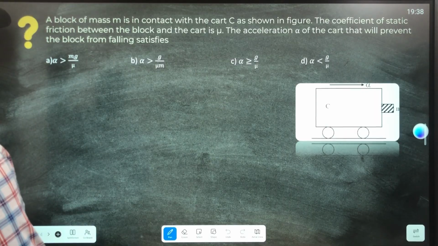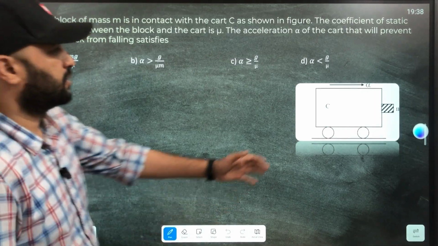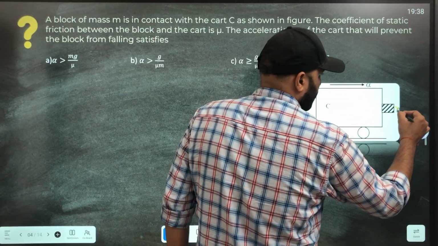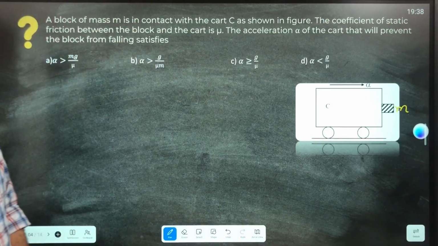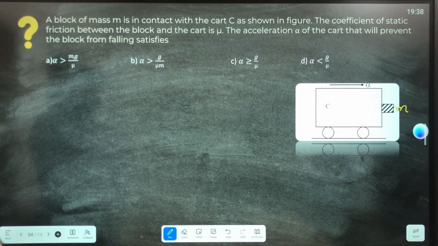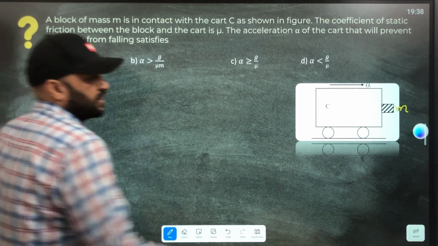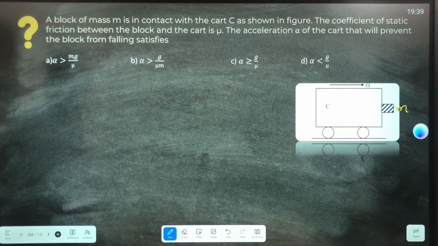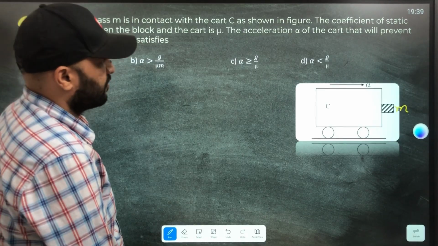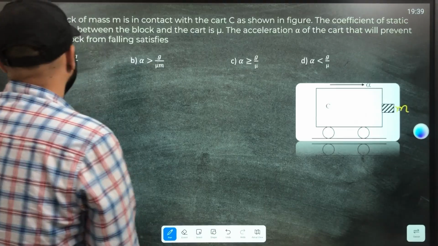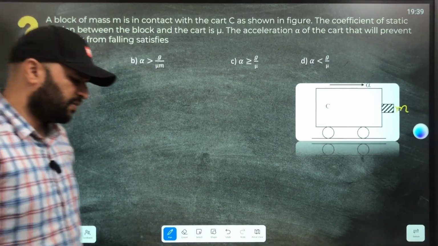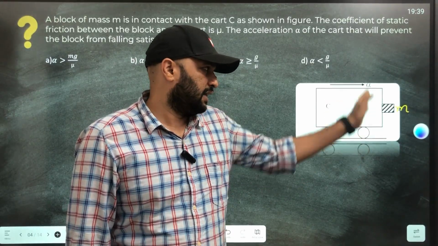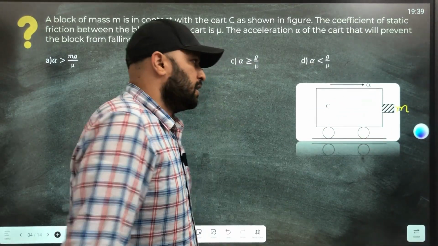The next question says a block of mass m is in contact with a cart. So this is a cart and this is a block of mass m. Okay, let me write it completely. This is m. Okay, fine. As shown in the figure, the coefficient of static friction between the block and the cart is mu. Okay, obviously the friction is between this place where they are in contact, right? Okay, mu is the coefficient of friction. The acceleration alpha of the cart that will prevent the block from falling satisfies which one? We have done quite a similar problem using an inclined plane, right? Now this is not an incline, this is a flat surface over here, right?